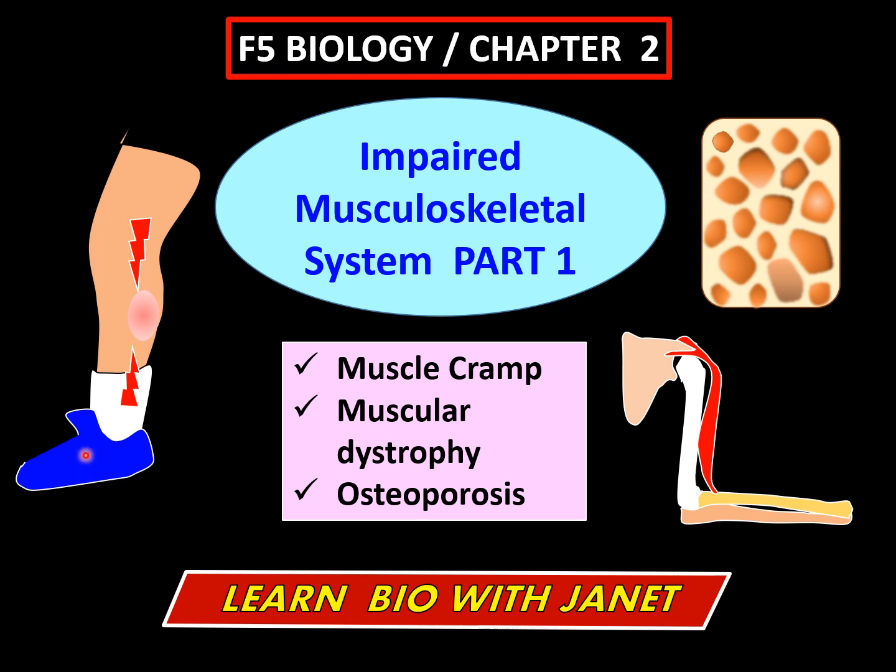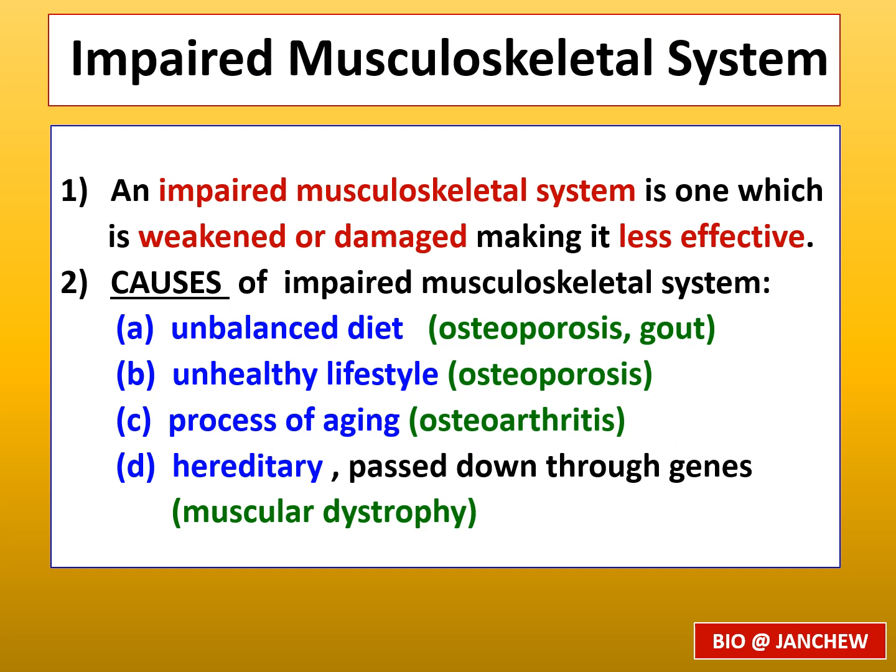Today we'll be starting Form 5 Biology, Chapter 2, Subtopic 2.1 on Impaired Musculoskeletal System. This topic is by popular demand from Form 5 students who have not studied this topic before. So let's begin. Our topic today is on the impaired musculoskeletal system. Let's look at this word.